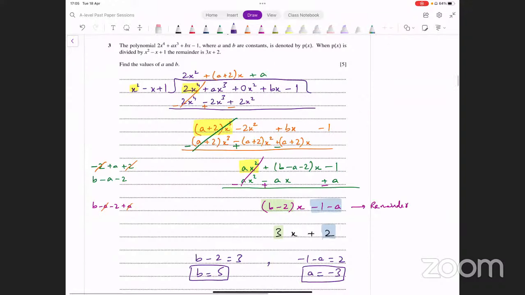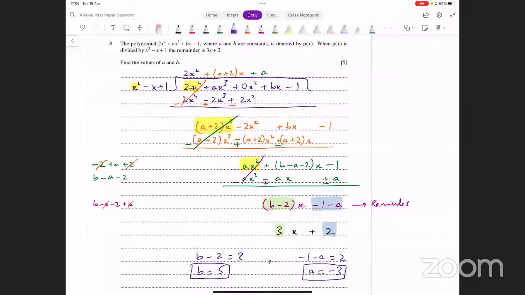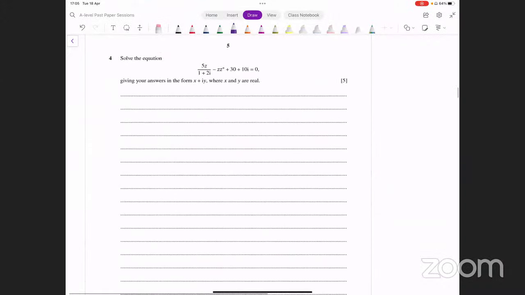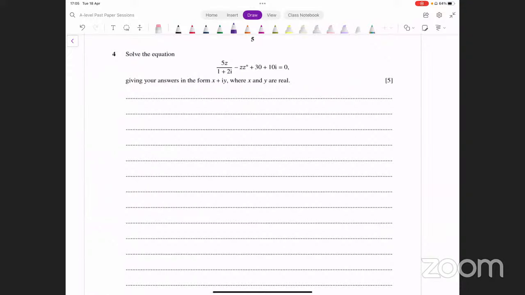All right, so that was question number 3. These are the 2 results that I'm getting from this. Let's move on and have a look at question number 4 now. So now we need to solve this equation. 5z over 1 plus 2 iota minus z into z conjugate plus 30 plus 10 iota, that equals 0.